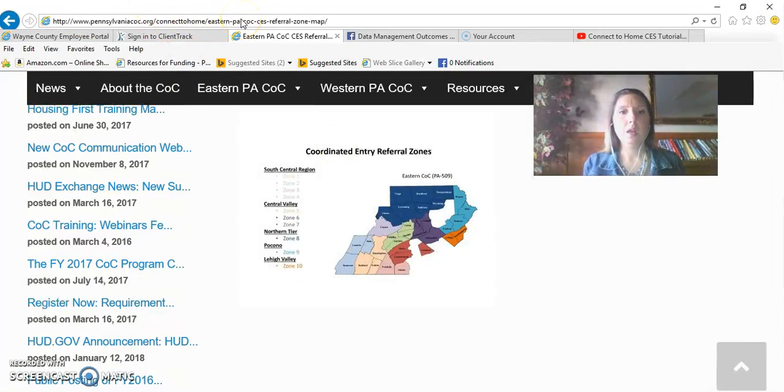PennsylvaniaCoc.org/connect to home. As you go down, you'll be able to see different resources that are available to you for coordinated entry. And one of those is the Referral Zone Map, which you see right here. You'll be able to identify the county you're in and then which zone that corresponds to.